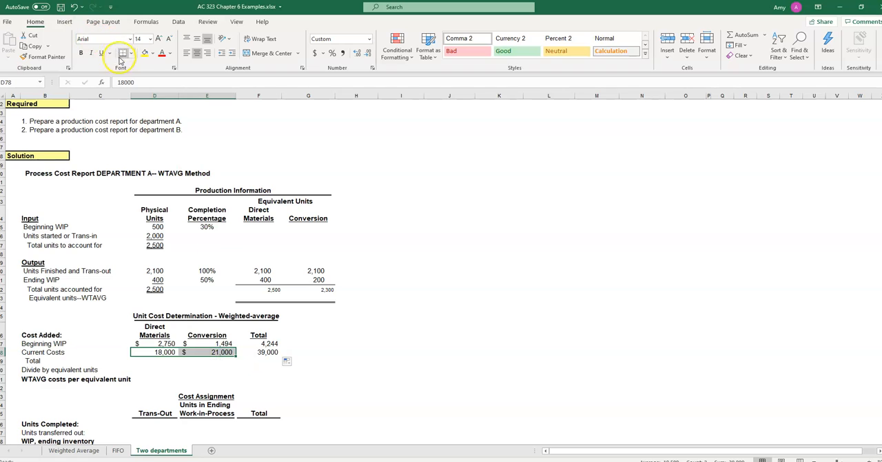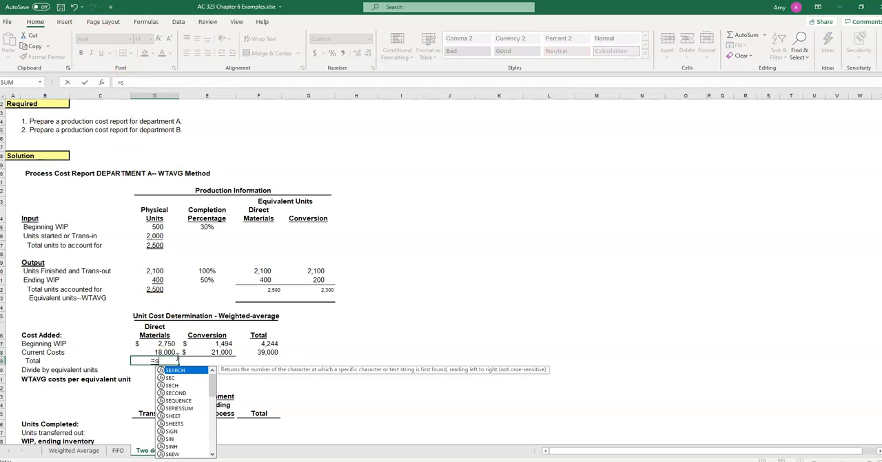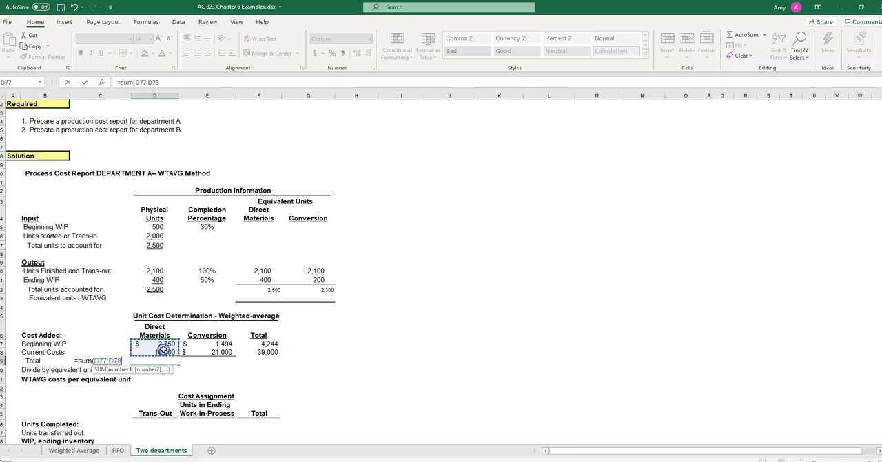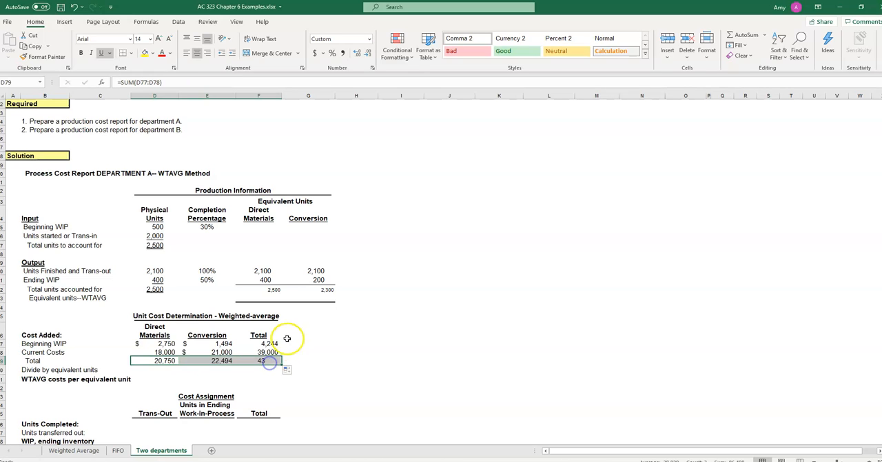We want to add these together to get our total cost for direct materials and conversion. Then we divide by our equivalent units. So we have 2,500 equivalent units for direct materials and 2,300 for conversion. So we take our cost, 20,750, divided by the 2,500 units.